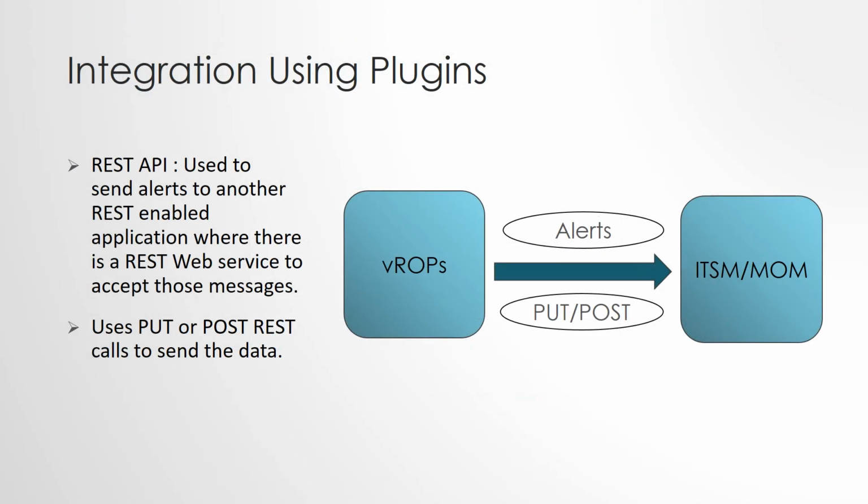In REST API based outbound integrations, alerts are sent to the target system which is configured to accept REST calls. vROPs uses PUT or POST REST calls to send the alerts to the target systems, which basically create a new alert or update an existing one. Alerts with their parameters like alert definition, object name, alert generation time, etc. are forwarded to the target system, where these alerts can be processed further for ticket generation, etc.